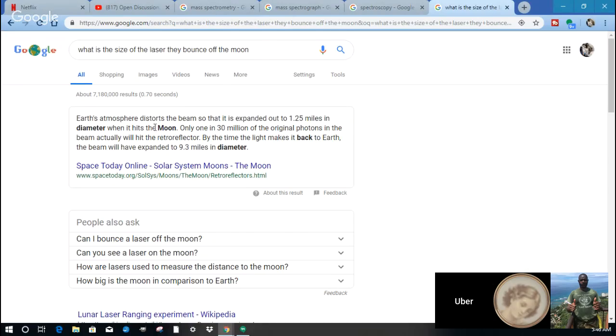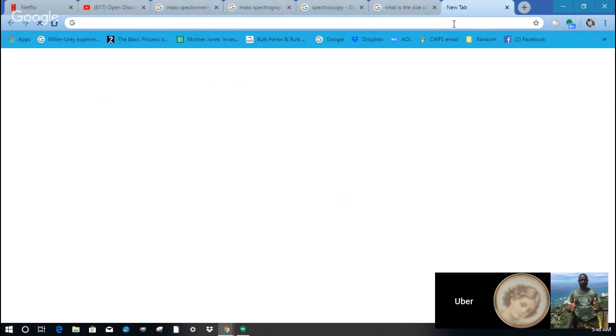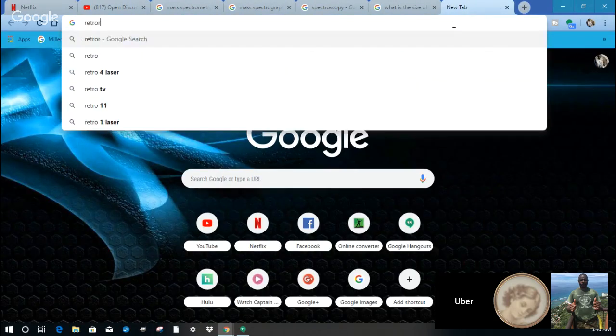All right. So we're getting conflicting information, aren't we? Actually will hit the retro reflector. What is a retro reflector? Retro reflectors on the moon. See, they're talking about the ones on the moon. So they shoot that up and only one hits it. How will only one hit it if it's going to be like 15 miles wide by the time it gets up there? Yeah, the dispersion rate would be a lot bigger.